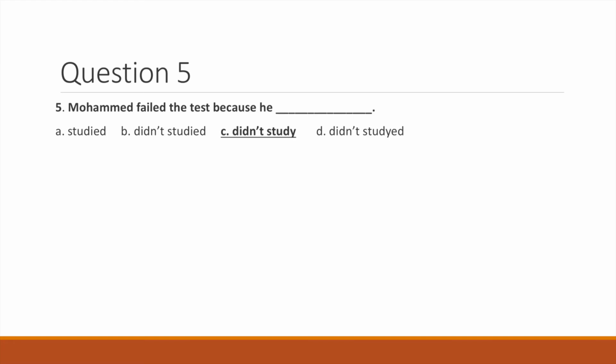Question 5. Mohammed failed the test because he blank. Again, we know we're talking about the past tense because we have failed, a past tense verb. Because he blank, we need the reason he didn't pass the test. So C, didn't study, is the correct answer. Remember that in the negative, when we had didn't study, the base form of the verb follows.